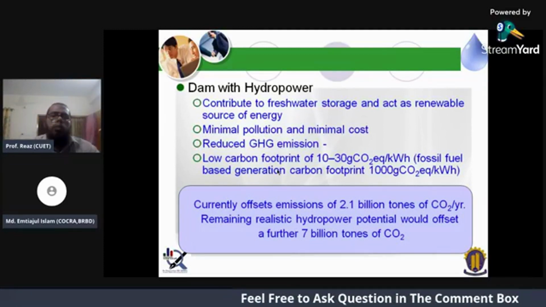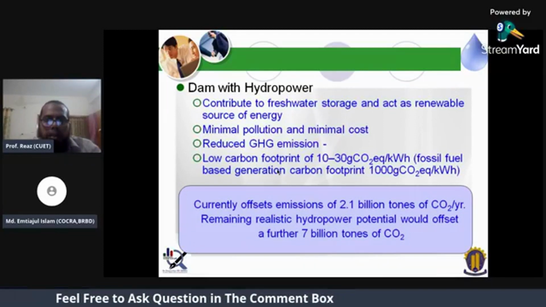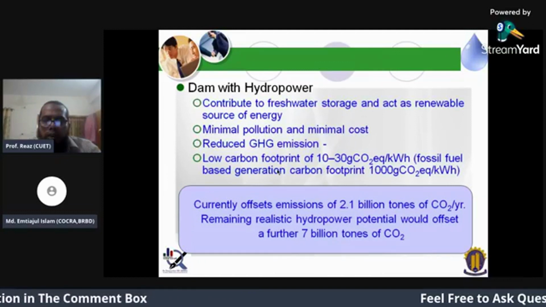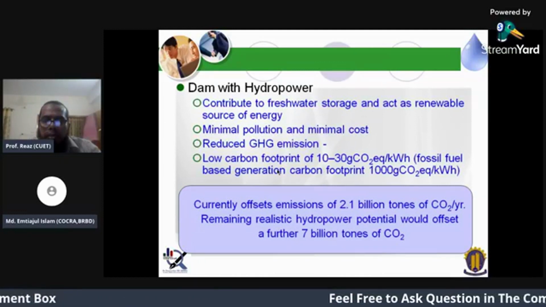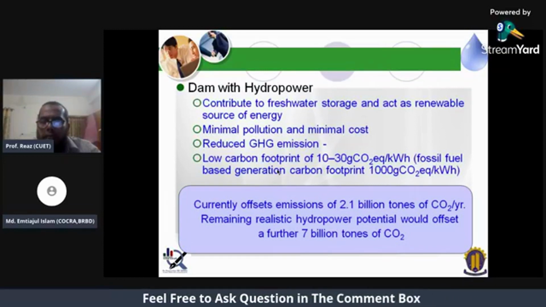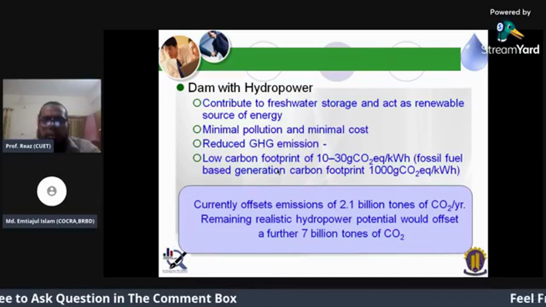Currently it offsets emission of 2.1 billion tons of carbon dioxide per year. The remaining realistic hydropower potential would offset a further 7 billion tons of carbon dioxide. So it is, in fact, a tremendous benefit of the hydropower process, particularly in this time of climate change.